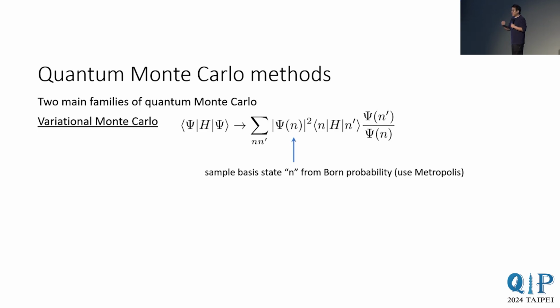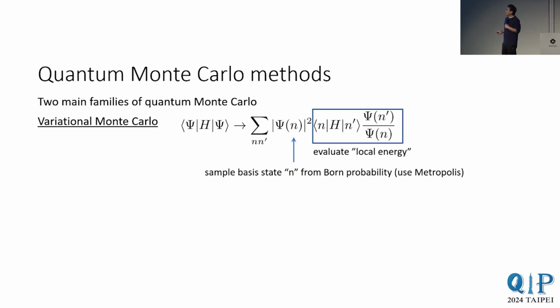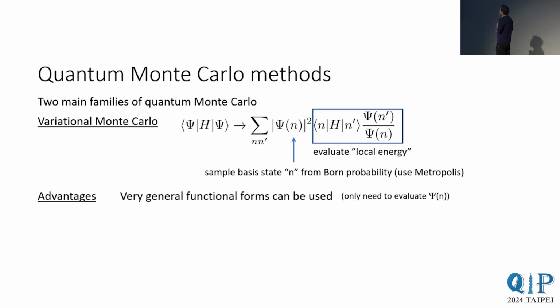So you don't have to sample directly. You can just sample by a Markov chain. So then you sample these configurations, and then you can compute this other quantity here, which is called the local energy. And that's the variational Monte Carlo procedure. So it's very simple, and it has many nice properties. One thing is that you can write down any form as long as you can evaluate the amplitude, and then you can use it in variational Monte Carlo. So it allows very, very general mathematical forms to be used.